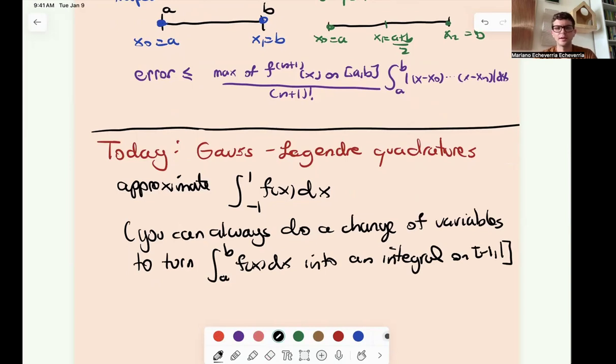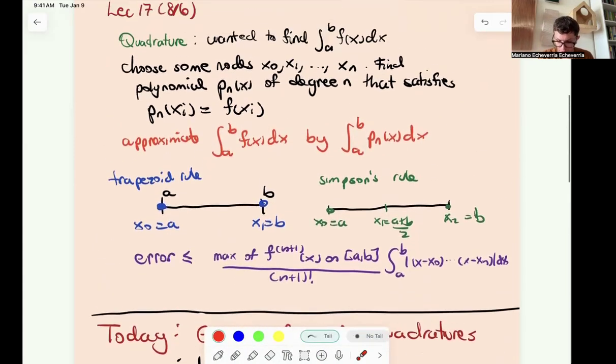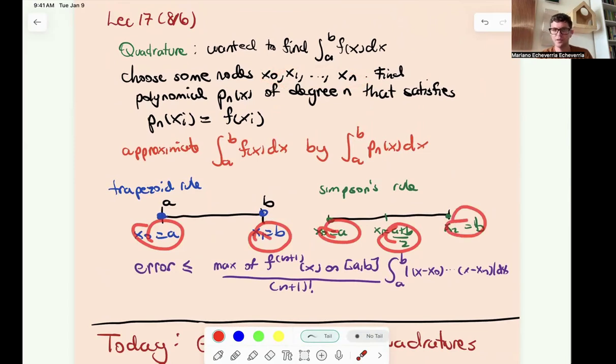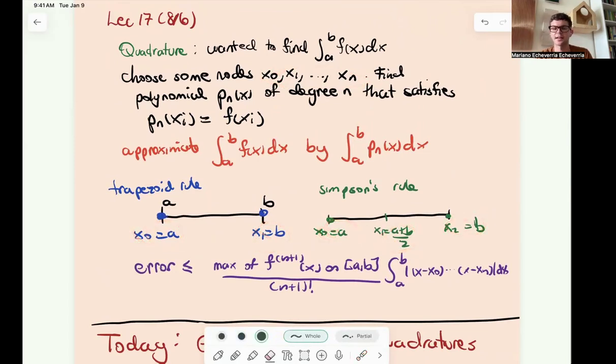So the idea in the Gauss-Legendre quadratures is that it's like the same as before, in the sense that we are still going to use a polynomial, okay? And the polynomial requires you specifying these nodes, right? So in the case of Gauss-Legendre, you choose the nodes to be the zeros of the Legendre polynomials. Okay, so let me say that first, and then I'll show you some examples.